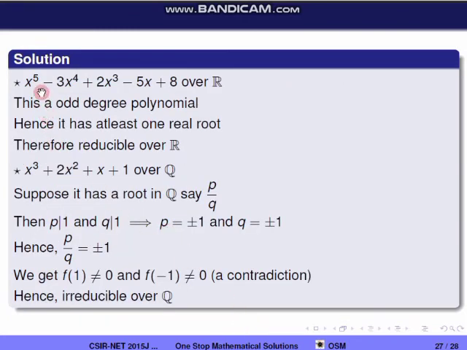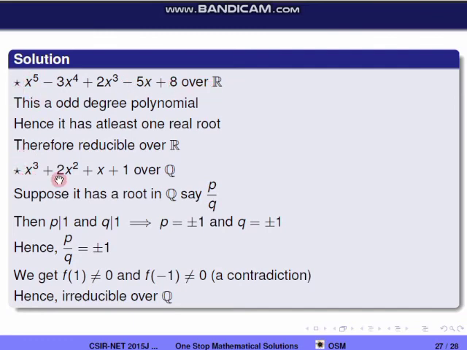x power 5 minus 3x power 4 plus 2x cube minus 5x plus 8 over R. So we note that this is a degree 5 polynomial, that is an odd degree polynomial. So by concept 1, it has at least one real root. Therefore, it is reducible over R. So option 1 is wrong.